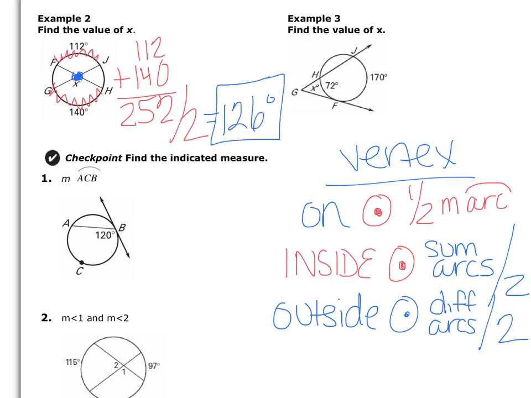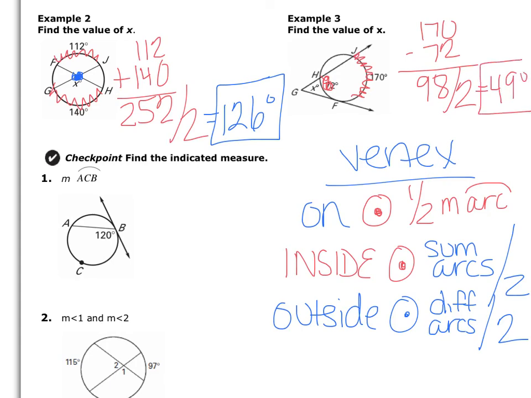Perfect. Let's look at example 3. Find the value of x. Well, x is sitting in an angle that is outside of the circle. If it's outside the circle, I take the measure of the larger arc. I subtract out the measure of the smaller arc. And you get left with 98. Then you have to divide that by 2. So that measure on the outside of that x is 49 degrees.